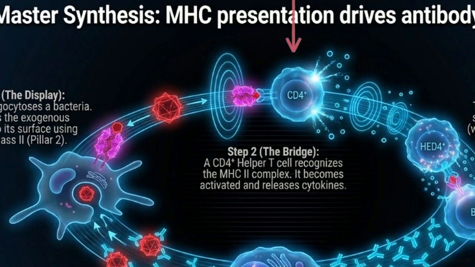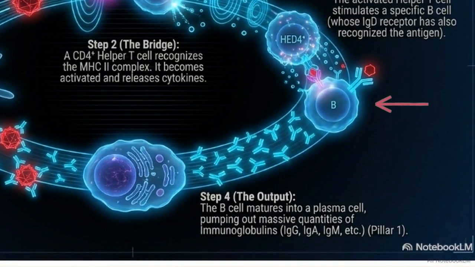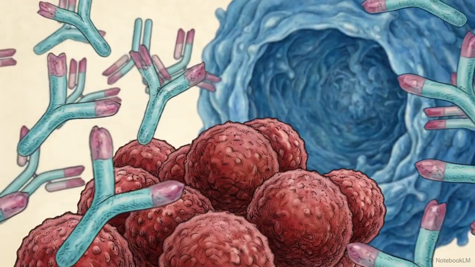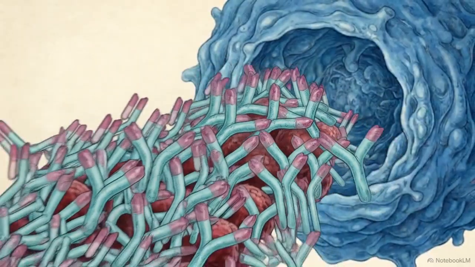It locates a specific B cell and triggers its maturation into a plasma factory, rapidly accelerating the production of specific immunoglobulins. The cycle completes as new antibodies flood the system, coat the remaining bacteria, and mechanically drag them directly back to the presenting cells for destruction.